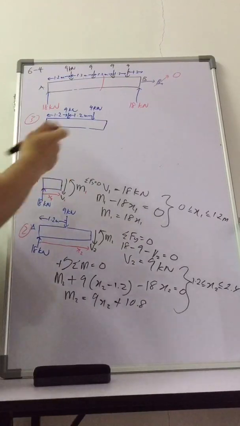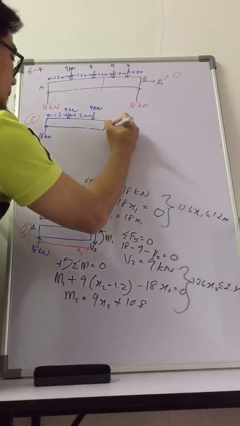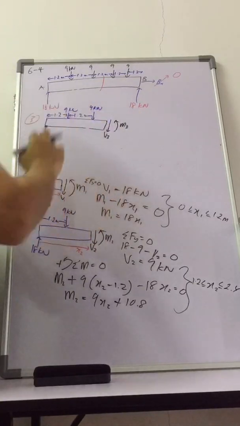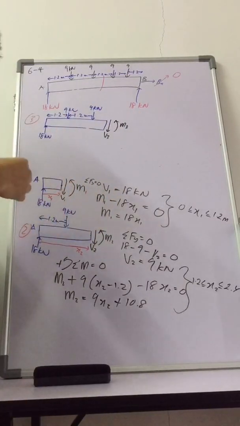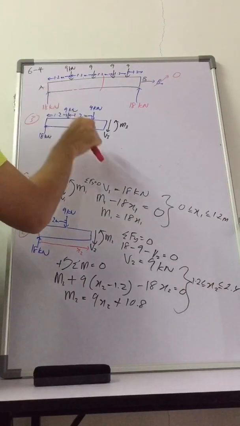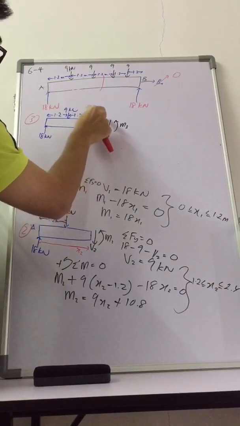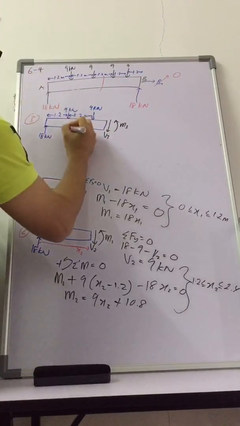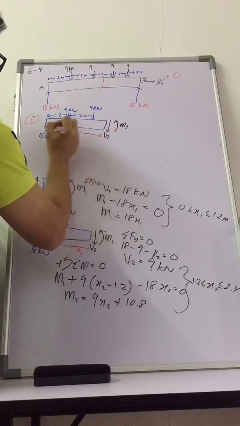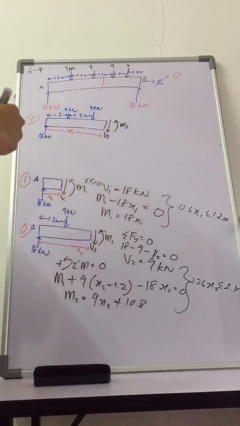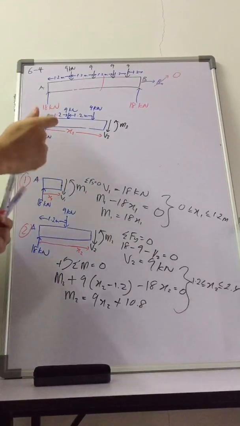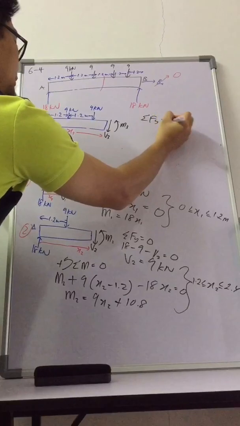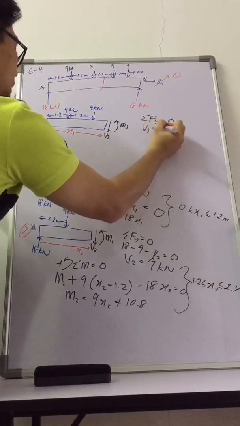So at the section you have V3, M3. Again, we use the positive sign convention. And then you define X3. Again, it's up to you whether you want to define X3 as this or the whole way. Okay, so this is X3. So same procedure. We do the summation of forces in y equals 0. So here the V3 will be 0. Alright, try to do that.